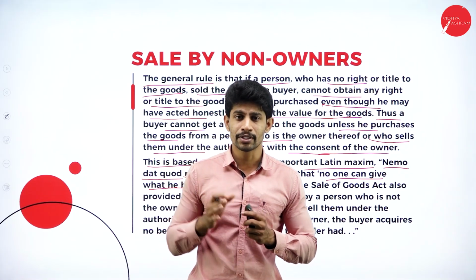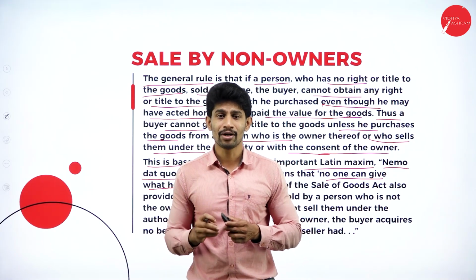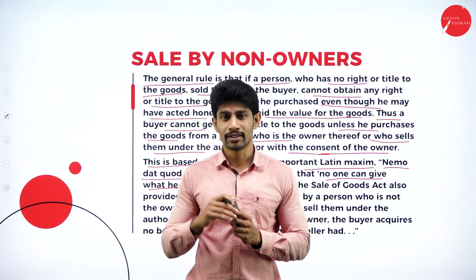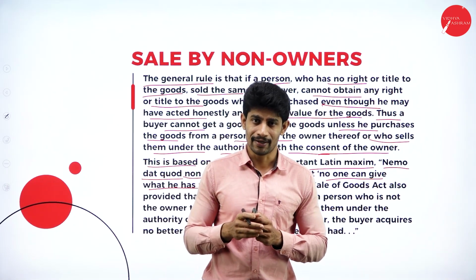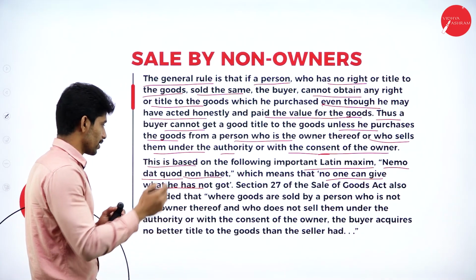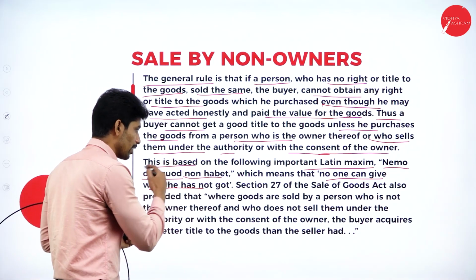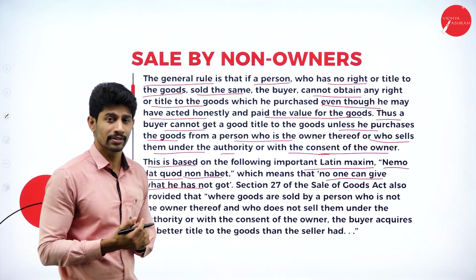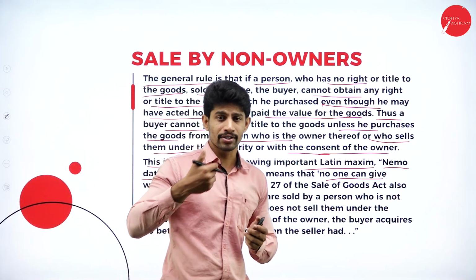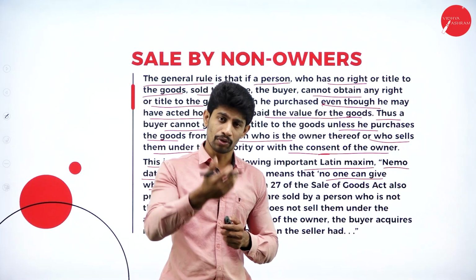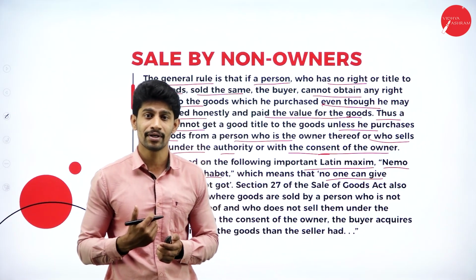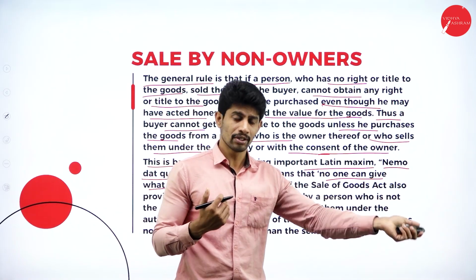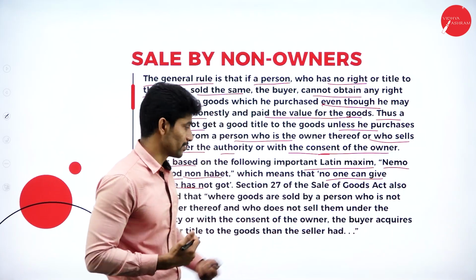So at the time of purchasing the goods, you should be aware of who the actual owner of the product is at present, whether the manufacturer or the seller. The Latin maxim nemo dat quod non habet means no one can give what he has not got. You can't give if you have not received it yet. You received it, but the ownership is not yet transferred. So until the ownership is transferred to you, how can you transfer the ownership to someone else?